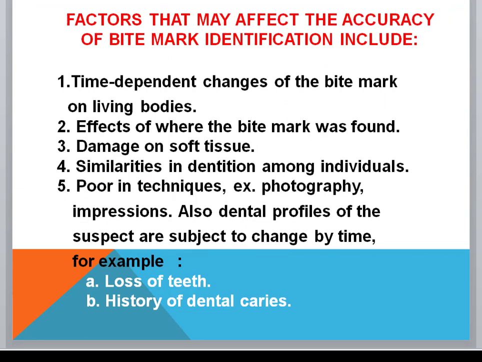Well, what are the factors that may affect the accuracy of bite mark identification? These include: number one, time-dependent change of the bite mark on living bodies. Two, effects of where the bite mark was found. Three, damage to soft tissue. Four, similarities in dentation among individuals. Five, poor techniques, for example, photography and impressions. Also, the dental profile of the suspect is subject to change over time, for example, loss of teeth or history of dental caries.